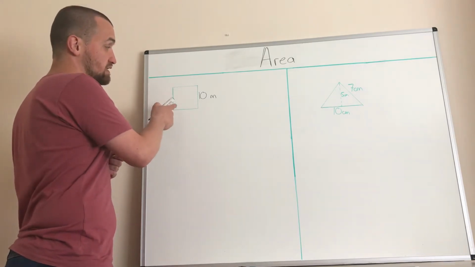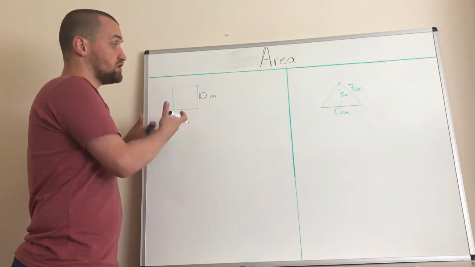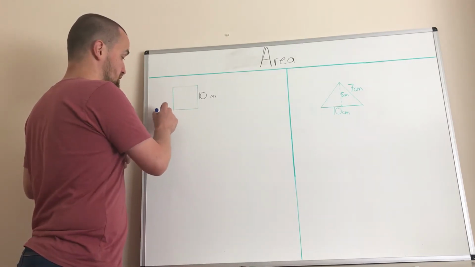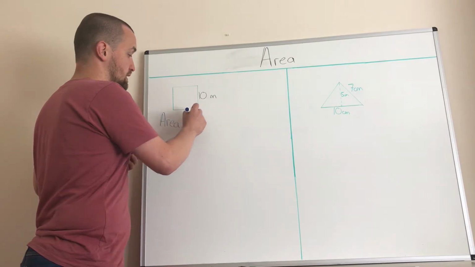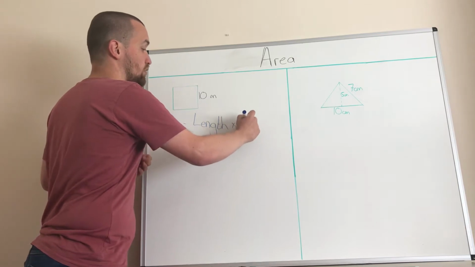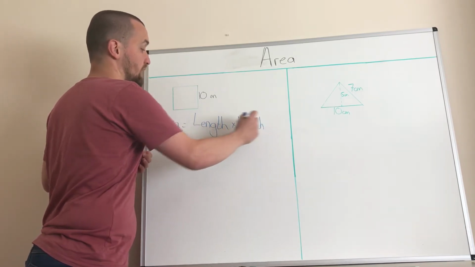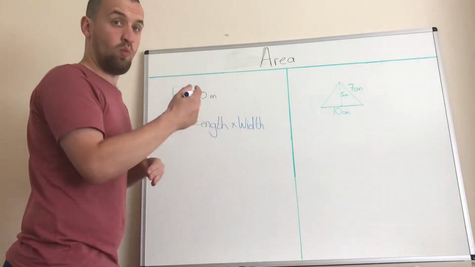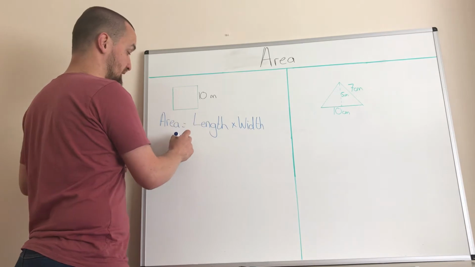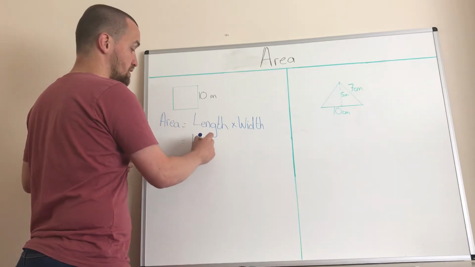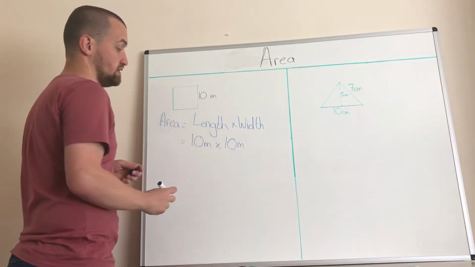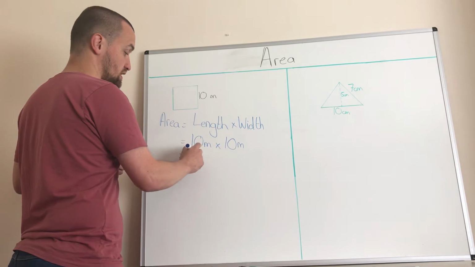So this is a square. For a square, it's the same formula as what we use for a rectangle. So the area is your length times by width. How long the shape is times by how wide the shape is. Now this is a square, so the length and the width are going to be exactly the same. So what we've got is 10 meters times by 10 meters. 10 times 10 is 100.